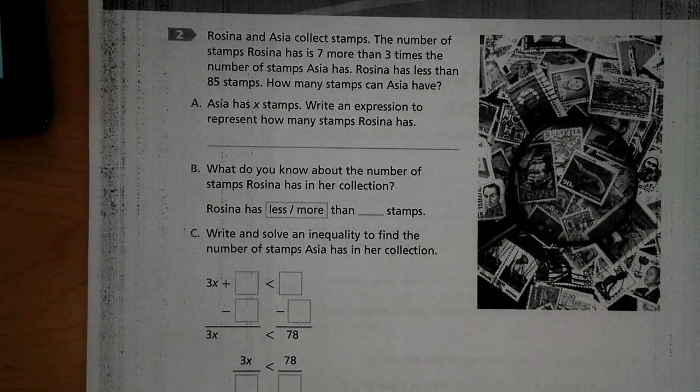All right, number 2. Rosanna and Asia collect stamps. The number of stamps Rosanna has is 7 more than 3 times the number of stamps that Asia has. Rosanna has less than 85 stamps. How many stamps can Asia have? Asia has X stamps. Write an expression to represent how many stamps Rosanna has.